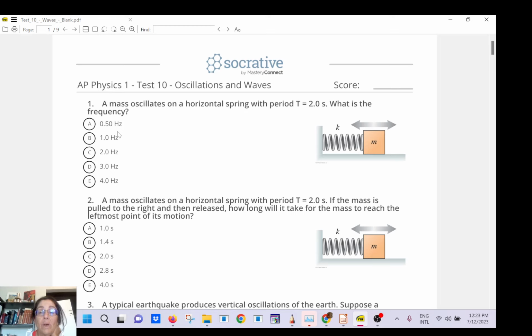So that means in 1 second, you have half of a cycle. It makes sense. If you have 2 seconds for 1 cycle, then in 1 second, you're going to have half of a cycle. Okay, so very easy. Number 2.